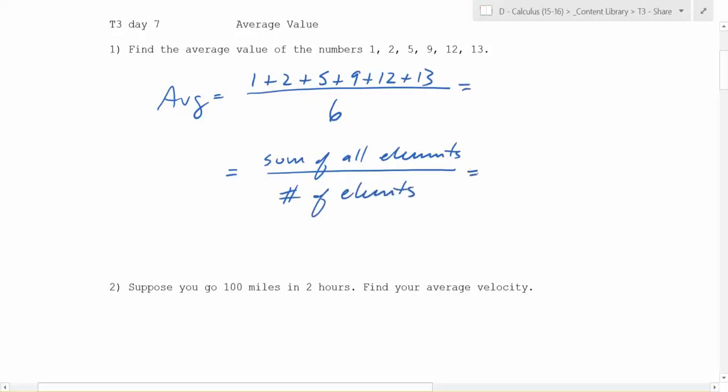So someone take out your calculator and do this. Please just do that for me. So what do you get? 5, 6, 7, 16, 28, 38, 41 divided by 6, I think. Is it 41? 42? Did I miss something? 42 divided by 6. So what's that come out to be? 7? Nice.